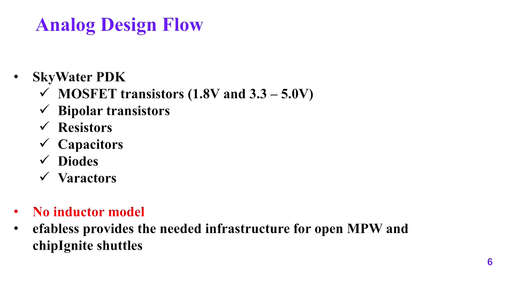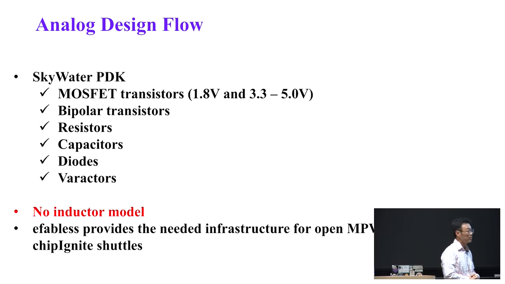So this is a key feature of the Skywater PDK. It is 130 nanometer, and it provides most of the components, such as the MOSFET transistors, from the nominal voltage device, 0.8 volt, up to the high voltage device, up to 5 volts. They also provide all the passive components, such as resistor, capacitor, diode, and even a varactor. But again, we need an accurate model of the inductor. That is the issue that we had.